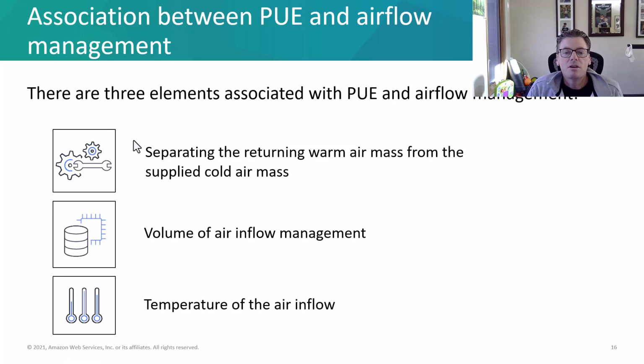All right, so we know that there are three elements associated with PUE and airflow management. When you see airflow management, the first thing that should pop into your head is cooling. I'm trying to cool the systems and the air in the facility. With that PUE, separating our warm air mass from the supplied cold air mass, how do we keep them from mixing so that they're more effective? What's that volume of airflow management? How are we handling the amount of air that we're bringing into the facility, and what's the temperature of that airflow?